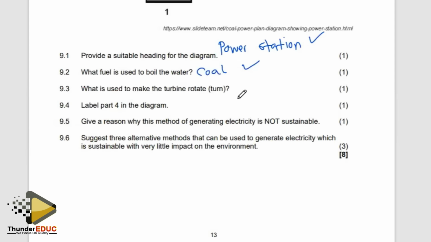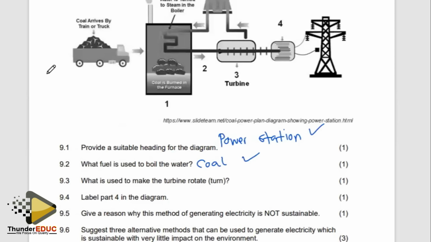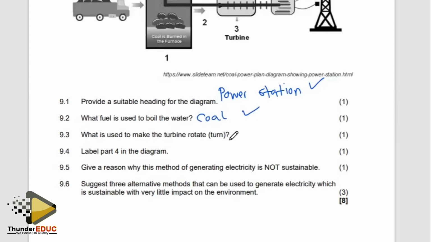What is used to make the turbine turn? You check also the diagram there. Water is turned into steam in the boiler. So what makes the turbine turn? Our answer is steam.